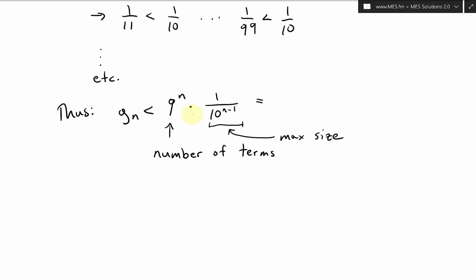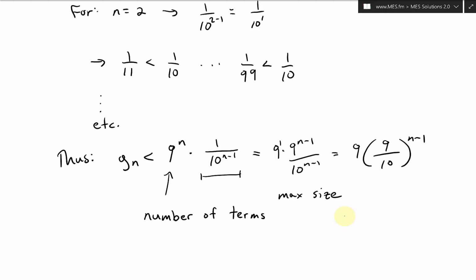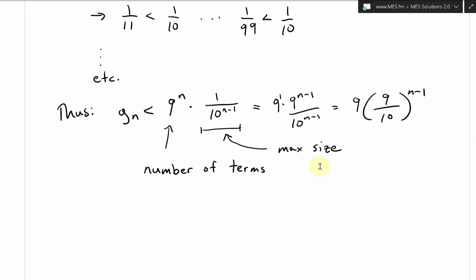Then we can simplify this further, writing the 9 to the n as 9 times 9 to the n minus 1. So you can add those up, and this becomes 9 to the power of n, times 1 over 10 to the n minus 1, which equals 9 times 9 over 10 to the n minus 1. Here I just move things around to make it less congested. So that's what we have so far.